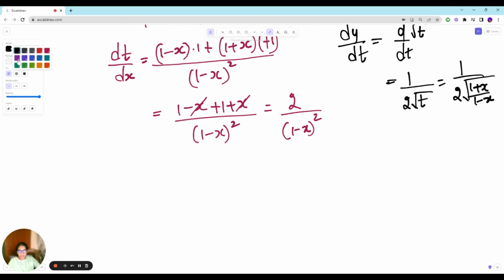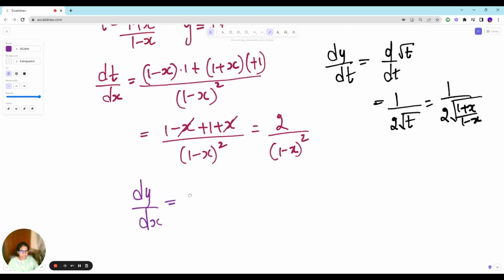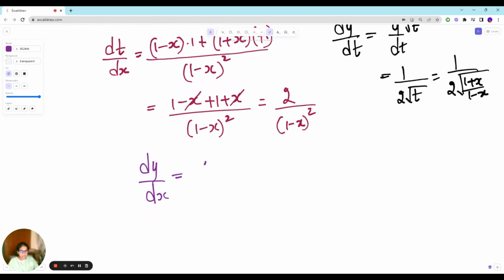That is dy by dx is equal to what? What is the term that we took? T, right? We substituted t.